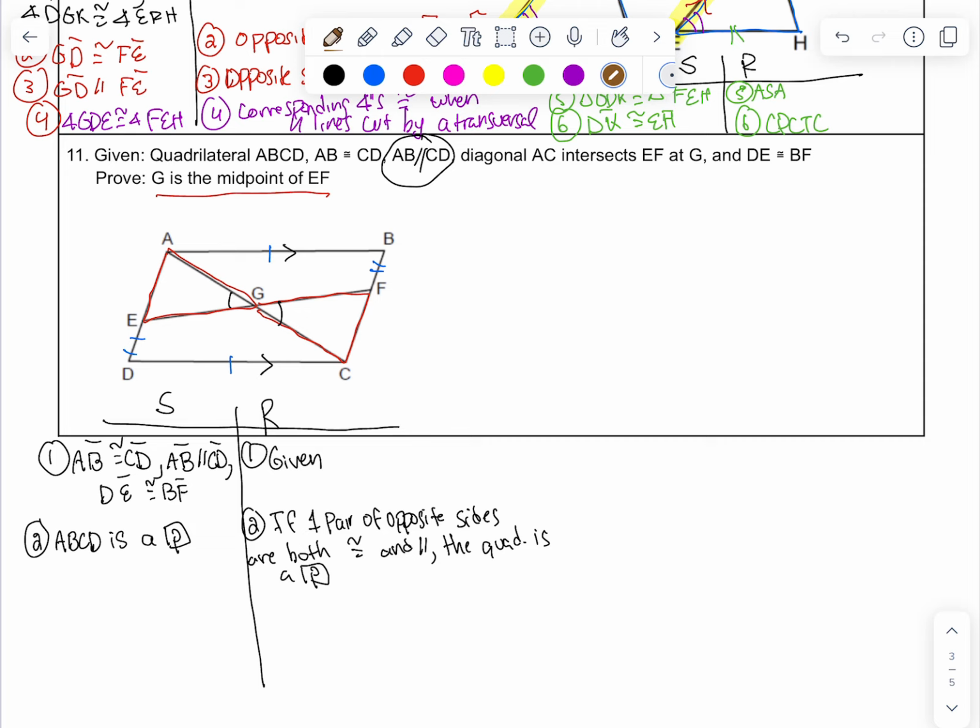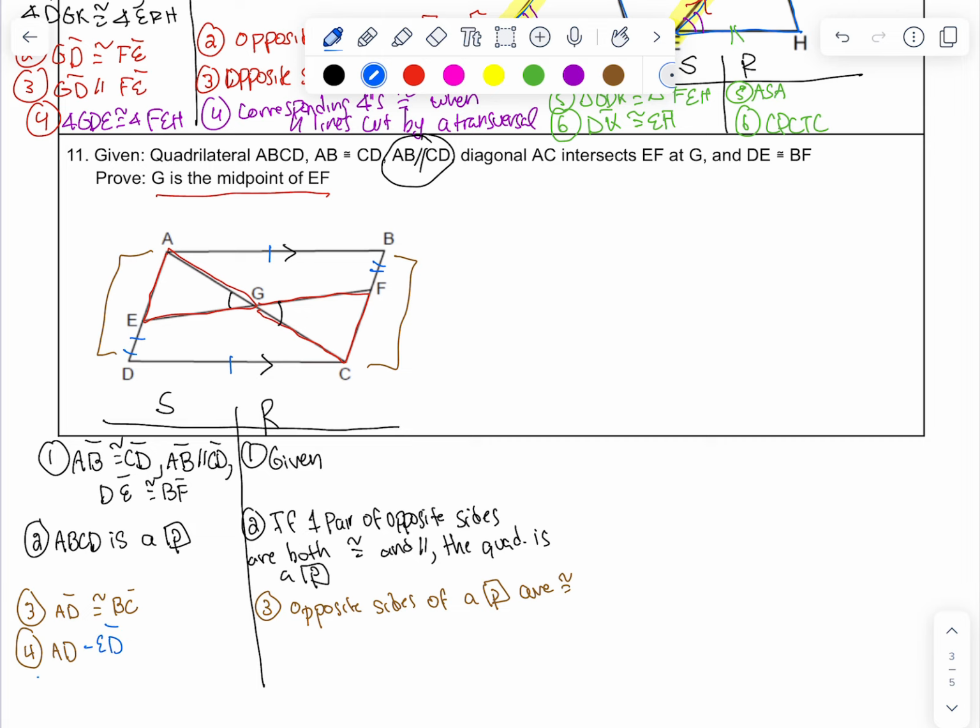Not only is AB congruent to CD, but the other pair of opposite sides, AD and BC, are congruent. Because now that we've proved it's a parallelogram, we can use the properties of parallelograms. That opposite sides of a parallelogram are congruent. And that's helpful because now if I take AD and I subtract off ED, I'll be left over with AE, which is a side of the right triangle.